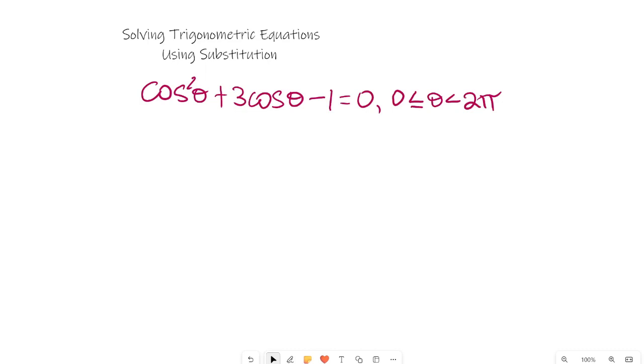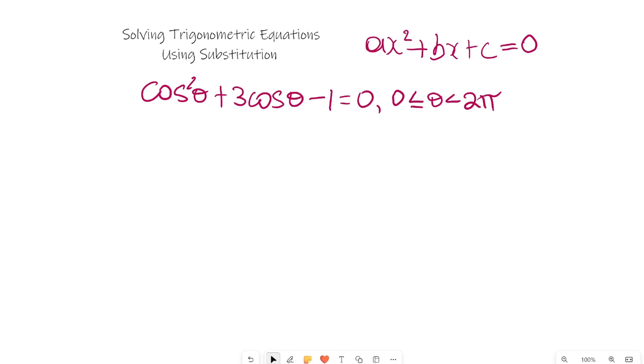In this video, we're going to be looking at solving trigonometric equations using substitution. If you look at this, you will notice that there's some square involved. In fact, it should look something very similar to what you've seen before. I am talking about our quadratic, ax squared plus bx plus c equals 0. Yes, quadratics come back to haunt us.